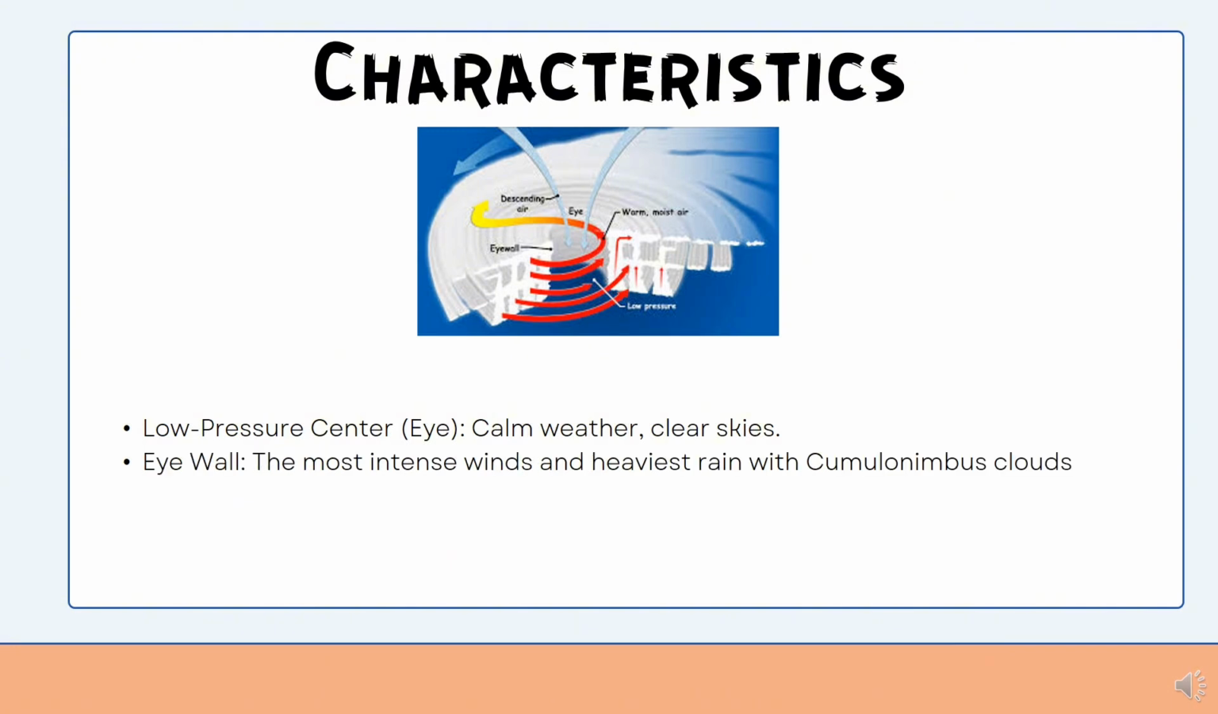The eye wall is where the destruction happens, because here you find the most intense winds, the heaviest rain, and thunderstorms with thick cumulonimbus clouds. For those of you who do not know what a cumulonimbus cloud is, you probably were not paying attention in grade 10, or you just don't remember. It's a thick, tall cloud. You'll see a picture of one as we proceed. That is a characteristic of the eye wall. And then there are also spiral rain bands, which are thunderstorms spiraling around the eye. That is another characteristic of a tropical cyclone.